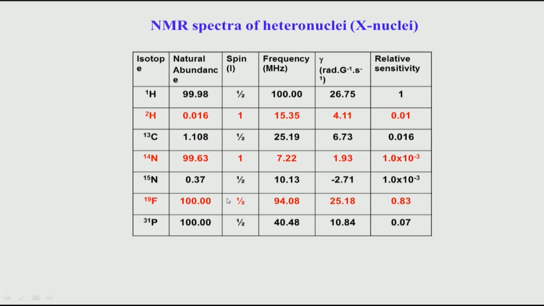Fluorine is actually a very sensitive nucleus, almost as much as hydrogen. The sensitivity is good because it is almost 100% abundant, and the gyromagnetic ratio is close to that of proton. So, next to proton in the whole periodic table, fluorine is the most sensitive nucleus. But our focus now will be only on carbon 13, because carbon 13 is the most popular nucleus and it helps a great deal in getting the structural information of molecules.